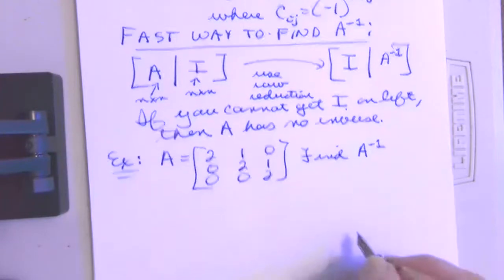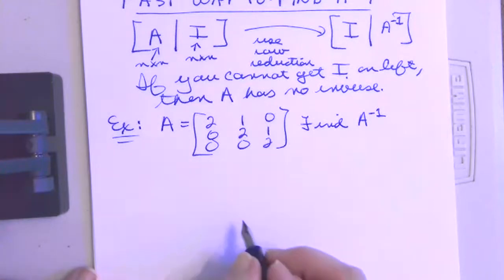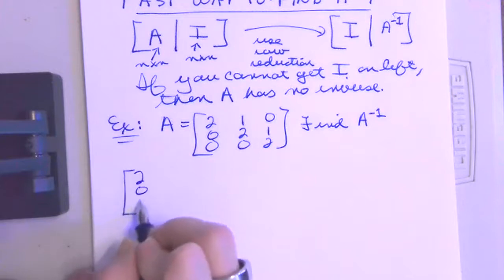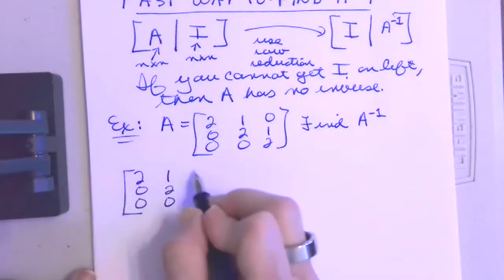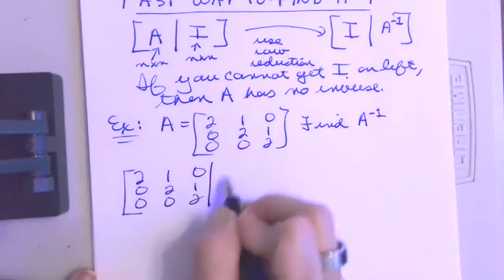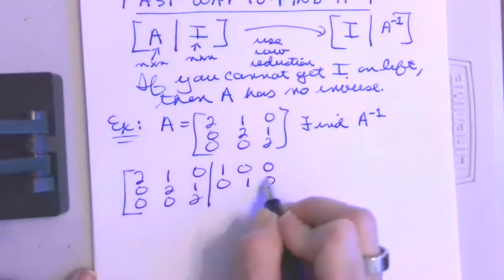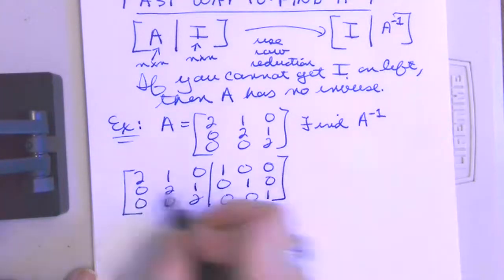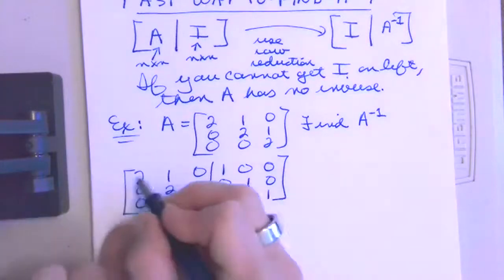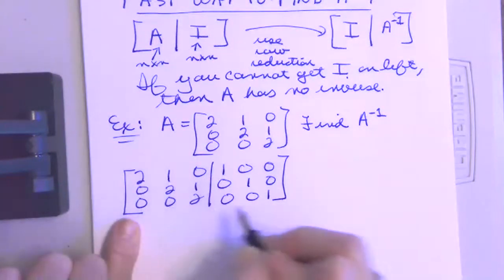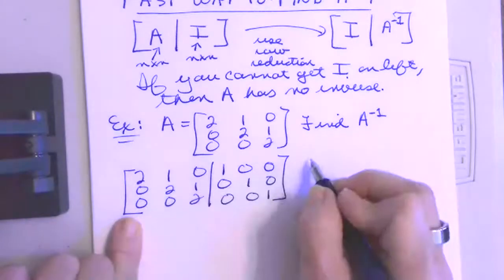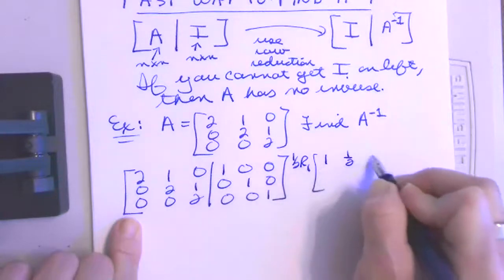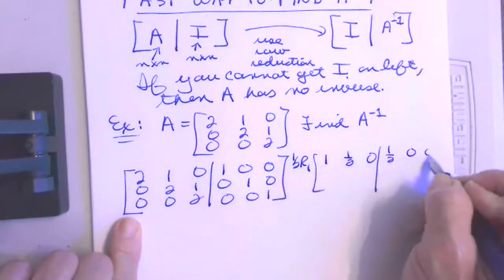So when I go to do that, the first thing I have to do is write my matrix over here, put my identity matrix on the right, and now I start using the row reduction. So the row reduction, and I'm trying to get 1 0 0, 0 1 0, 0 0 1. Okay. So to get the 1 in the correct place, I take 1/2 row 1. Okay, so that'll be 1 1/2 0 1/2 0 0.